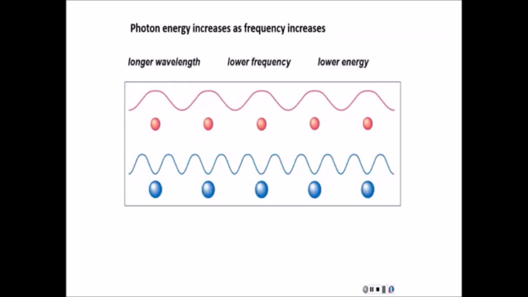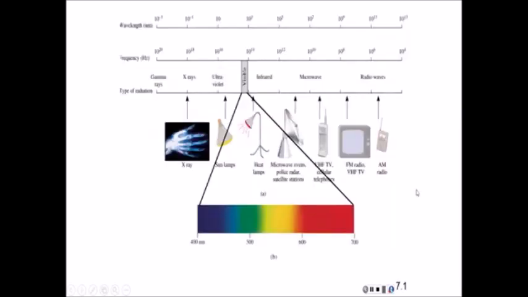So the longer the wavelength, the lower the frequency and the lower the energy of the light. And then for higher frequency, we have a shorter wavelength and also a higher energy. So these properties kind of go hand in hand. Now, here's a chart right from your book.